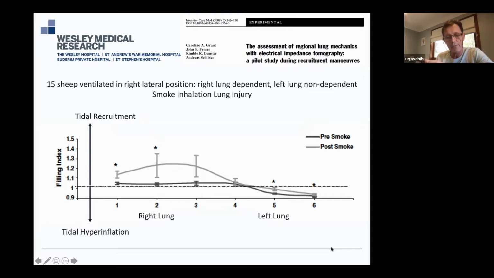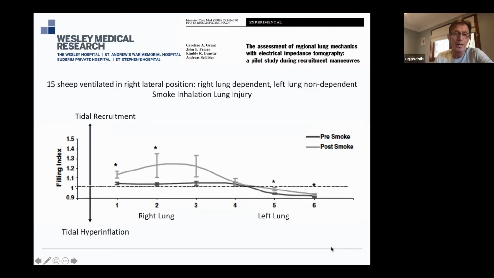tidal hyperinflation. And then we created a smoke inhalation injury, which is more directed to the dependent lung than the non-dependent lung. You can see that after the injury, there's a lot of tidal recruitment happening, because that right lung is injured, and every breath is recruiting, closing, recruiting, closing. So we can observe that quite nicely by using this filling index, which is obtained from an EIT image and is a parameter that can be displayed and calculated breath by breath.